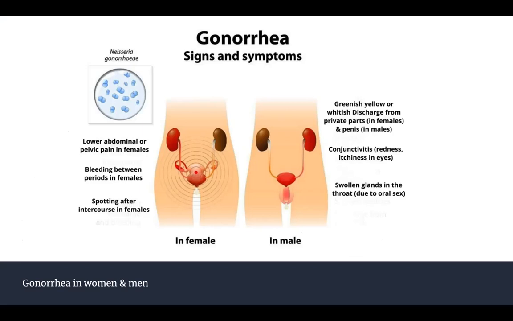And here is a visual demonstration of gonorrhea, for the female and then the male. As I said, there's pain in the lower abdomen, then there's bleeding between periods, and spotting after intercourse for females. For males, it's the greenish or yellow discharge in the penis area. There's the redness and the itchiness in the eyes, and then, like I said, the swollen glands in your throat.